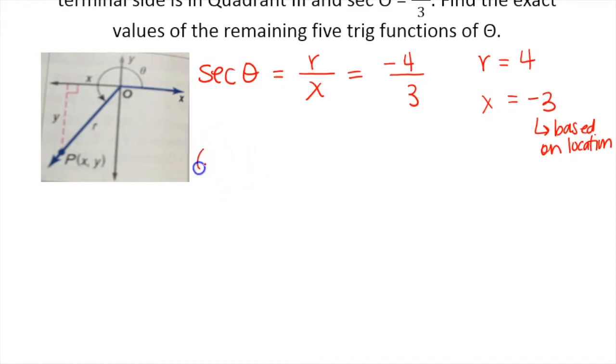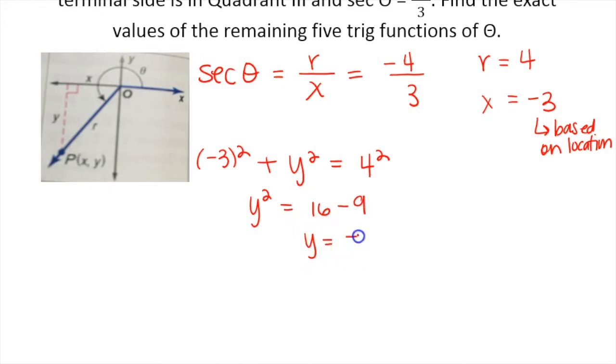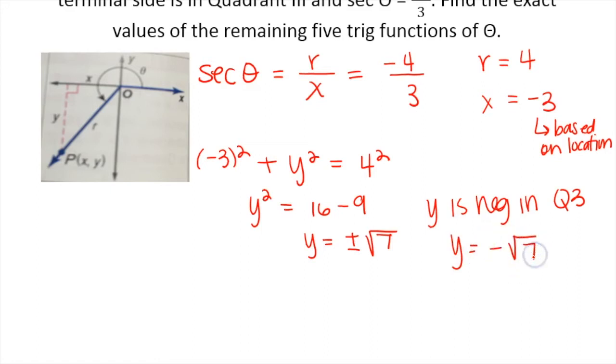So Pythagorean theorem tells me -3 squared plus y squared should be equal to 4 squared. So then y squared is equal to 16 minus 9. So y is either plus or minus the square root of 7. Again, going back over here, we see that the y values are negative in quadrant 3. So then that means that y has to be equal to the negative square root of 7. So now we have the information that we need to find our other trig functions.